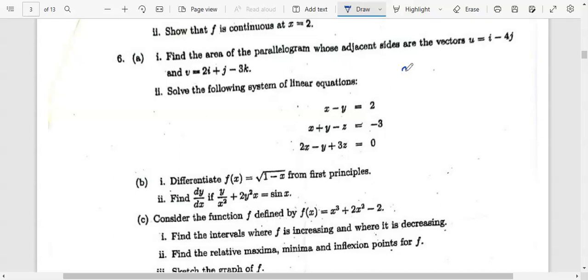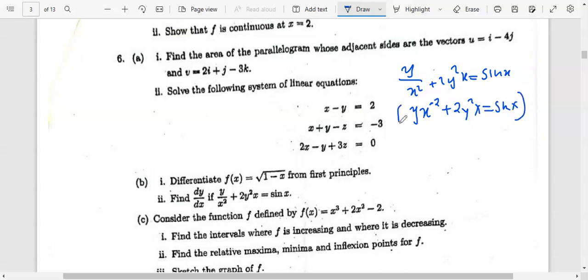All right. So find dy over dx if y over x squared plus 2y squared x is equal to sine of x. To make things easier, I'm going to take the x on top so that it becomes y, x to the power negative 2 plus 2y squared x is equal to sine of x.